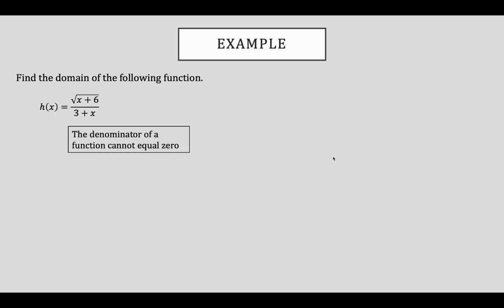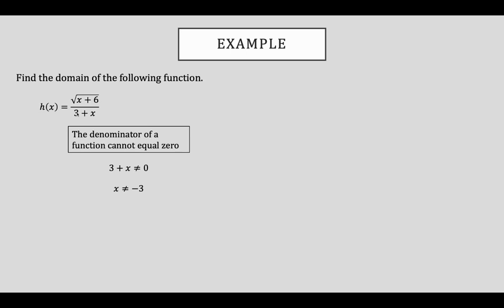The denominator of the function cannot equal 0. Well, what's the denominator? The denominator is 3 plus x. And so what are we going to say? That 3 plus x cannot equal 0. Solving this equation for x tells us x cannot equal negative 3.